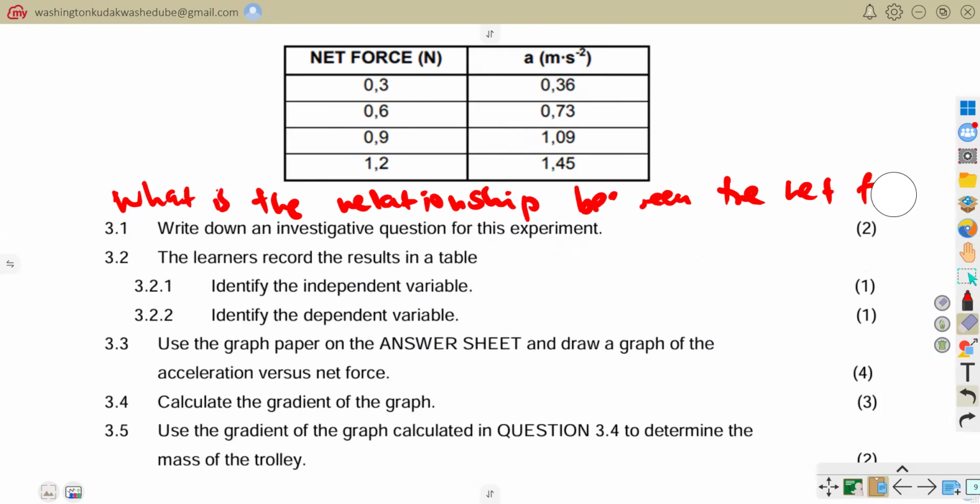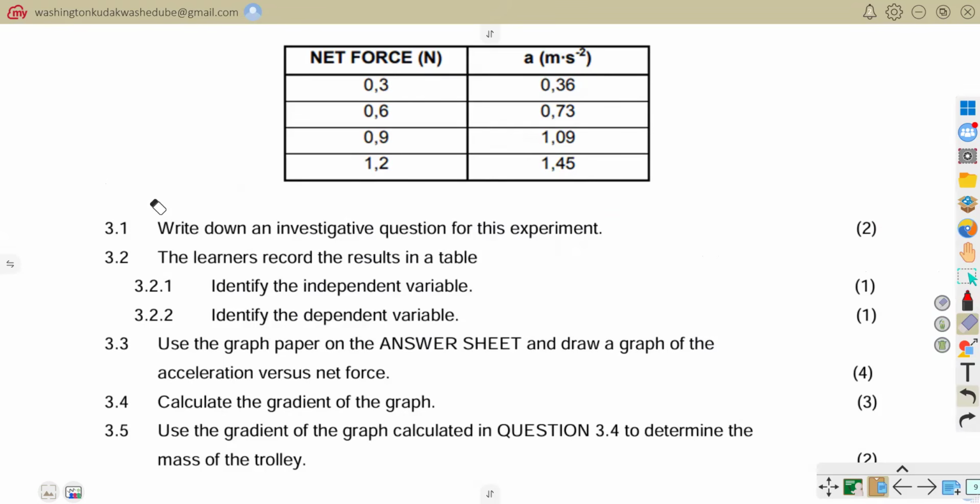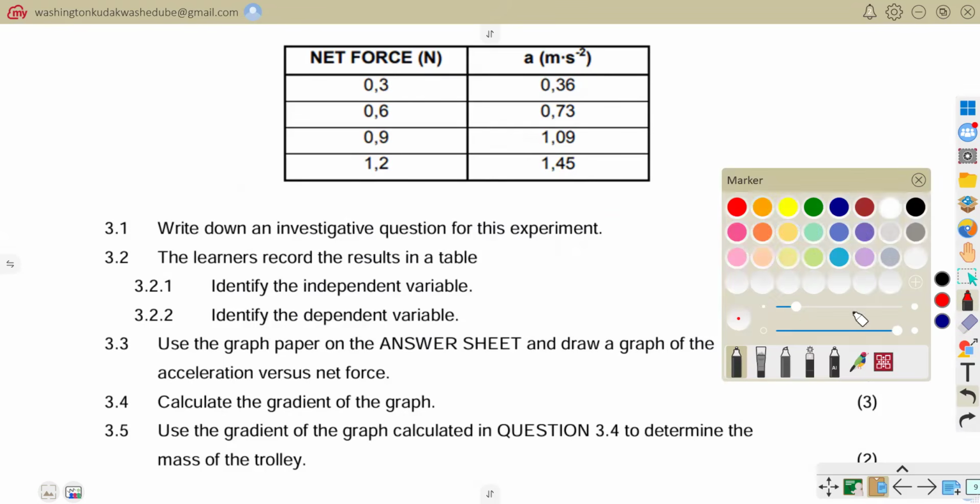Pardon me there. Let me just try to reduce the font of our ink.